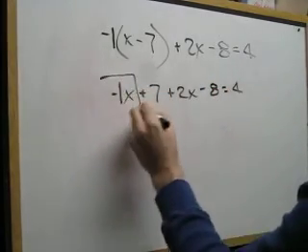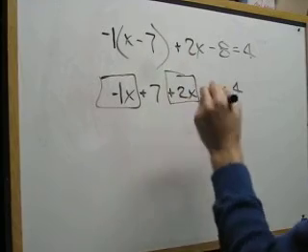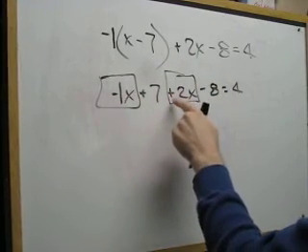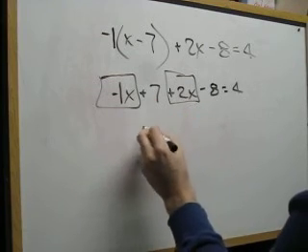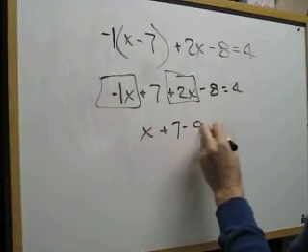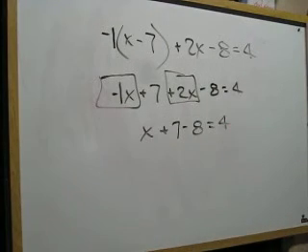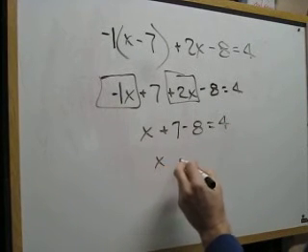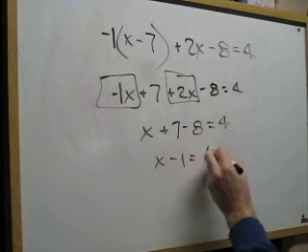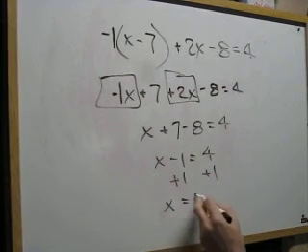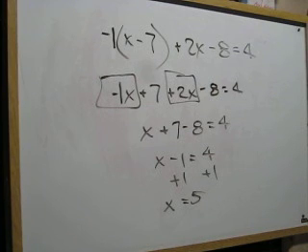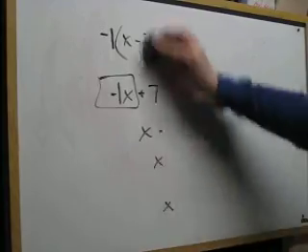Combine our like terms. Remember, I made a box around the plus sign and the negative. Negative 1x plus 2x is x, plus 7 minus 8 equals 4. x minus 1 equals 4. I add 1 to both sides, and I get x equals 5. So, there you go. The lesson and some examples from the problem set 4.2, and you're ready to go.